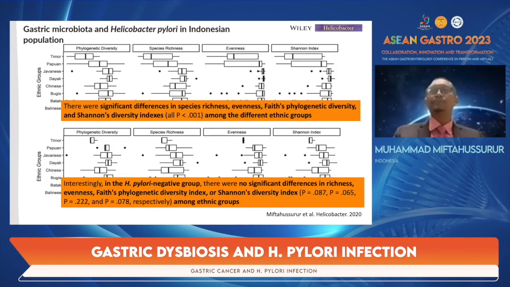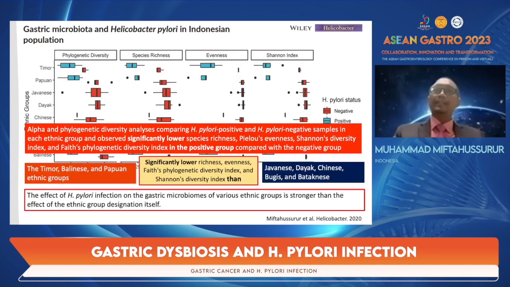Diversity of gastric microbiome is also analyzed by ethnicity, and we found significant differences in species richness, evenness, phylogenetic diversity, and Shannon diversity index among the different ethnic groups. However, when analyzed only in the H. pylori negative group, there were no significant differences in richness, evenness, phylogenetic diversity index, and also Shannon's diversity index among ethnic groups. Ladies and gentlemen, when we compare H. pylori positive and H. pylori negative samples in each ethnic group, we found significantly lower species richness, evenness, Shannon diversity index, and phylogenetic diversity index in the positive group compared to negative groups.